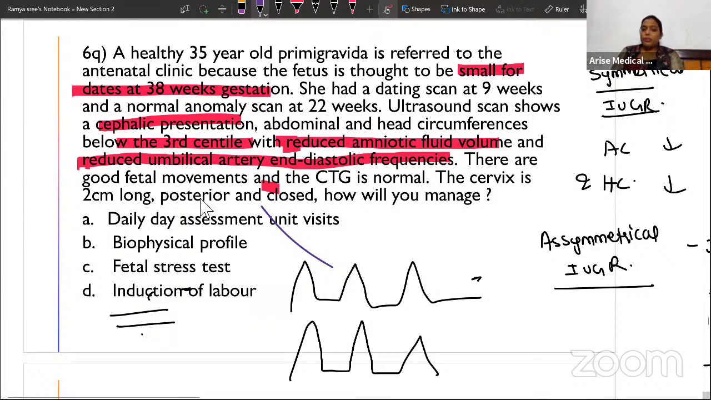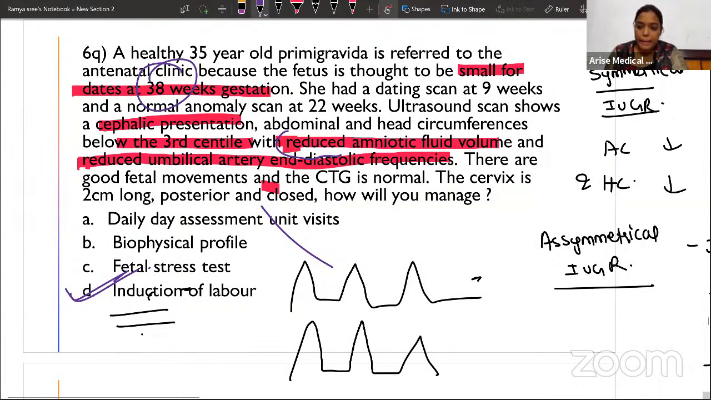So the cervix is 2 centimeters long, posterior and closed. How will you manage? As she is 38 weeks and has reduced diastolic flow, and for reduced diastolic flow you have to deliver them by 37 weeks, and she has gone beyond 37 weeks, there is no point in waiting on her. So better go for induction of labor. Understood? As she has crossed 37 weeks and is having reduced diastolic flow, no point in waiting. You can just do induction of labor and deliver her. Okay.